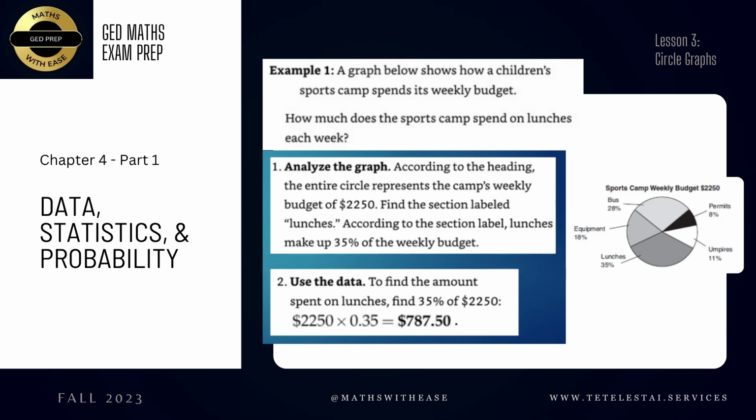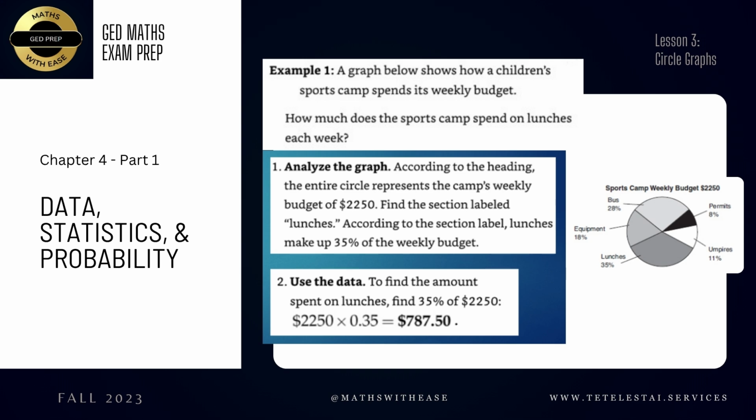So, excuse me, again, analyze the graph, and according to the heading, we see that the entire circle represents the camp's weekly budget of $2,250. So then you find the section labeled lunches, and we've done that. We know that this is the section labeled lunches. And according to the section label, lunches make up what? 35% of this entire budget, of this entire circle that represents our budget, right? And so then you just use that information that you have from the graph to answer the question.